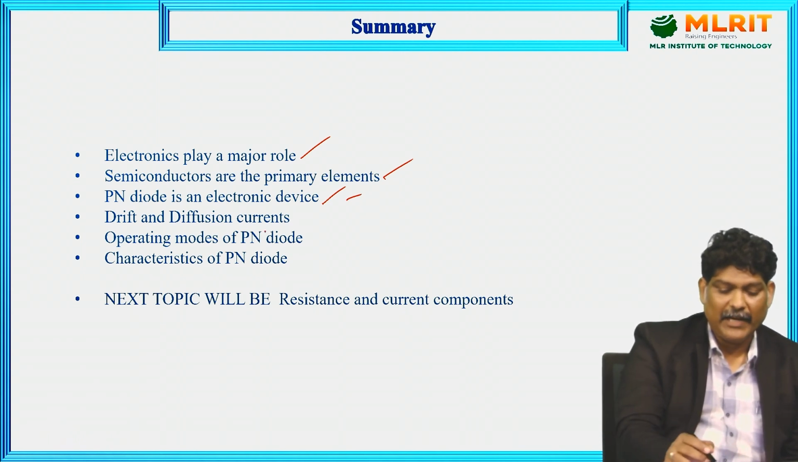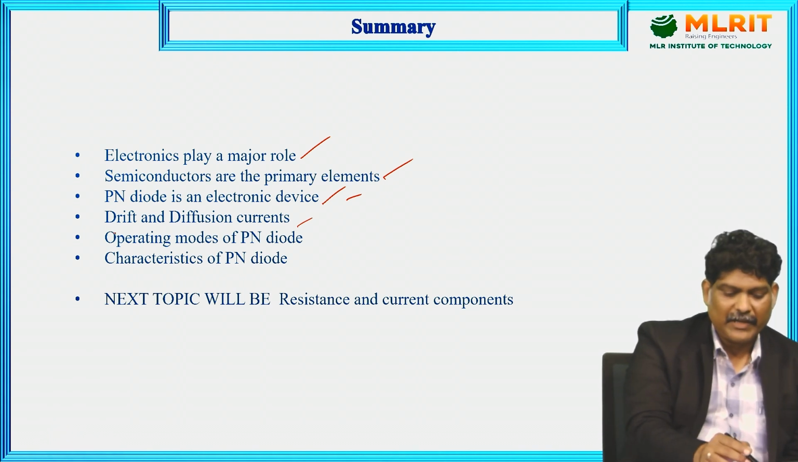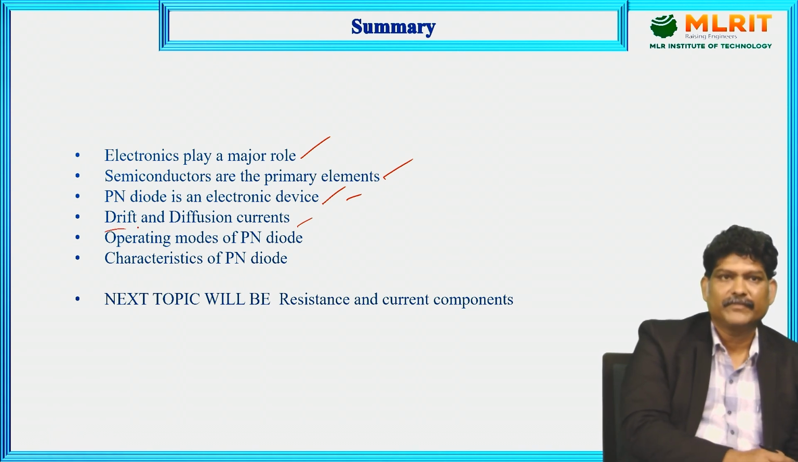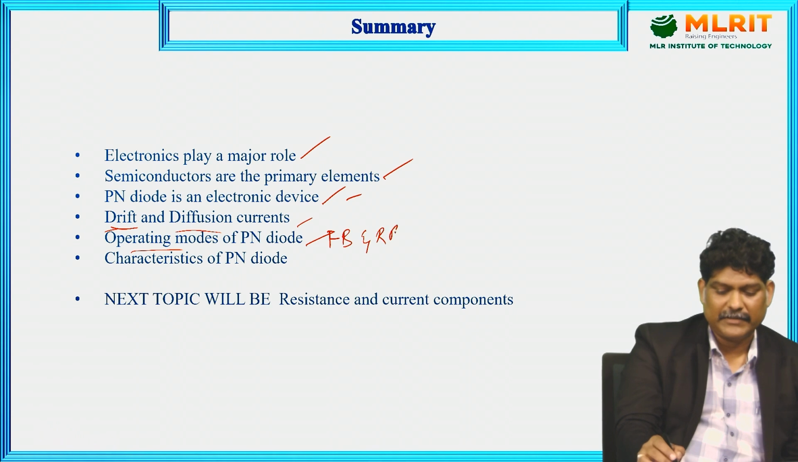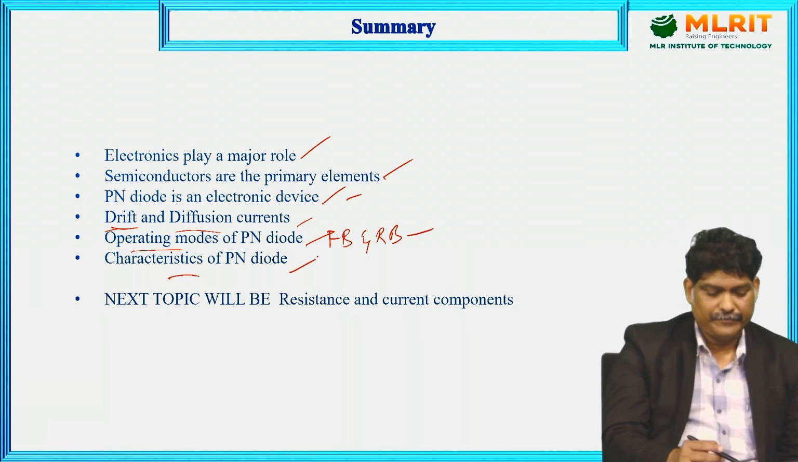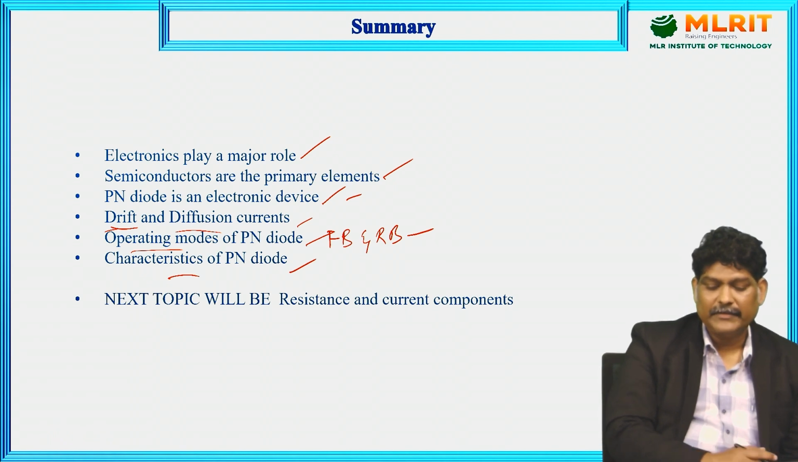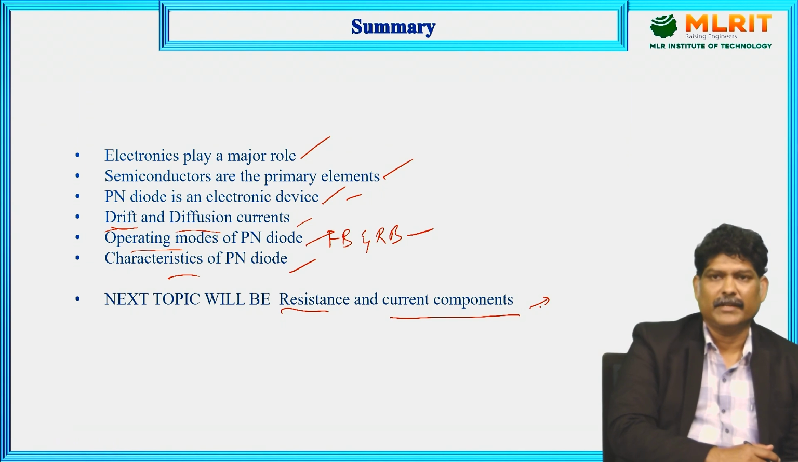Drift and diffusion currents: we studied what drift and diffusion currents are. Drift current requires an applied voltage, and diffusion current does not. Then the operating modes of the PN diode: forward bias and reverse bias, and their characteristics. The next topic will be resistance and current components of the PN junction diode. Thank you.